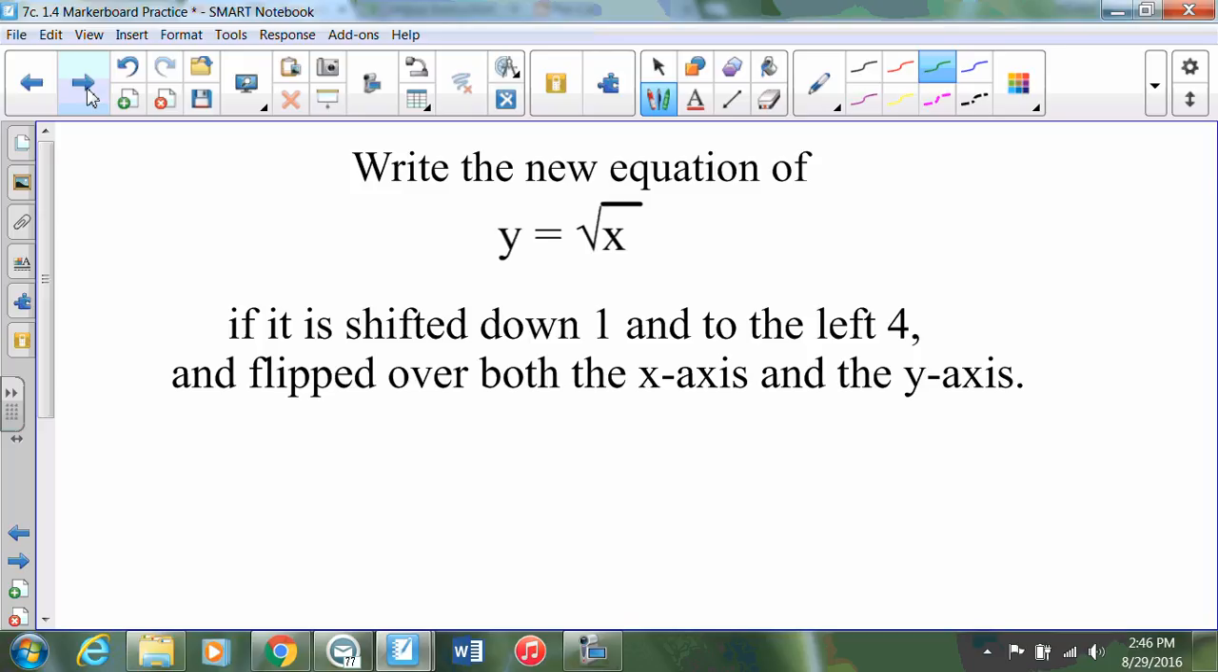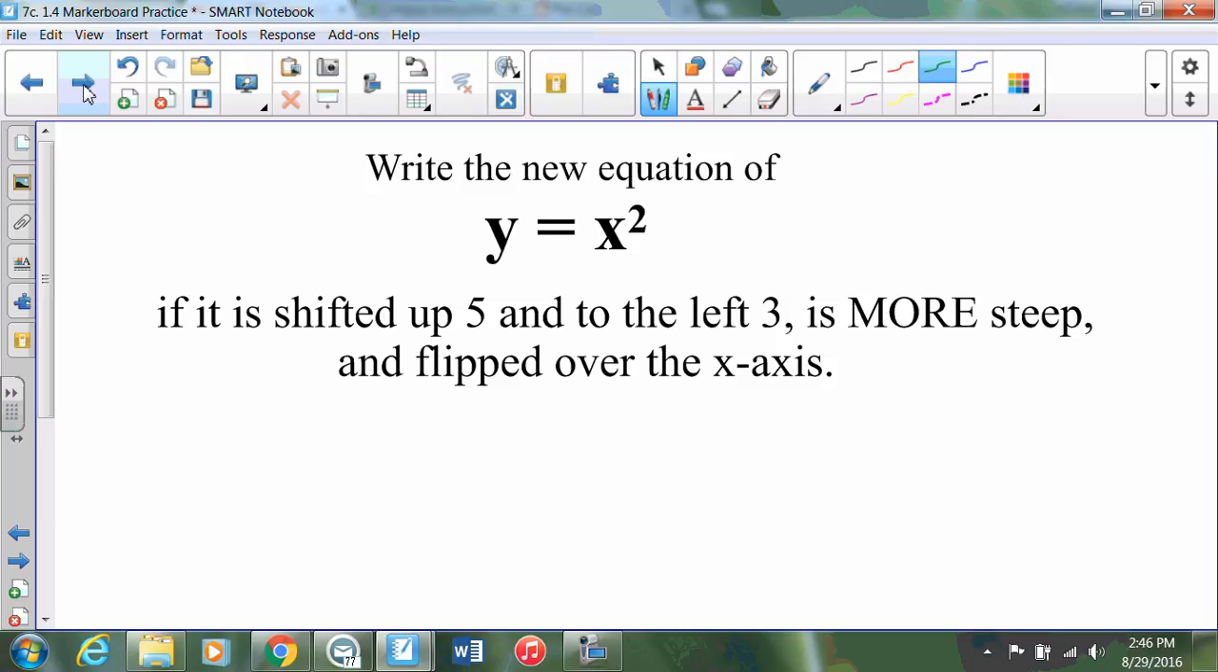Okay, shifted down 1 to the left 4 and flipped over both the x and y axis. This one is going to be so much easier to write than we found ourselves with graphing. The graphing was pretty complicated. Here, if it shifts over both the x and the y axis, the negative follows the equal sign. That takes care of the x-axis flip. The y-axis flip comes before the x. And then what else is going on? To the left 4, so that's plus 4. And shifted down 1, that's minus 1. Whew, okay.